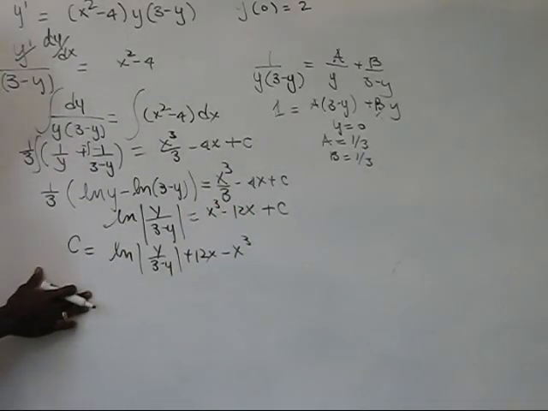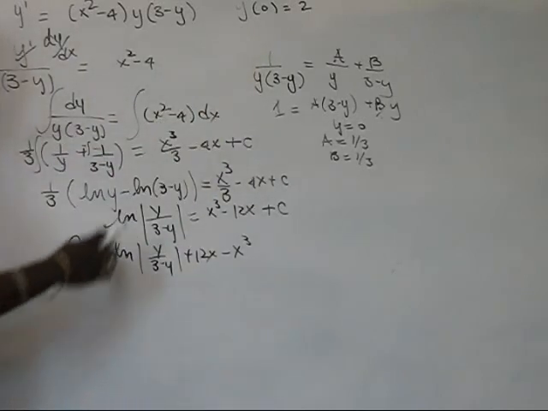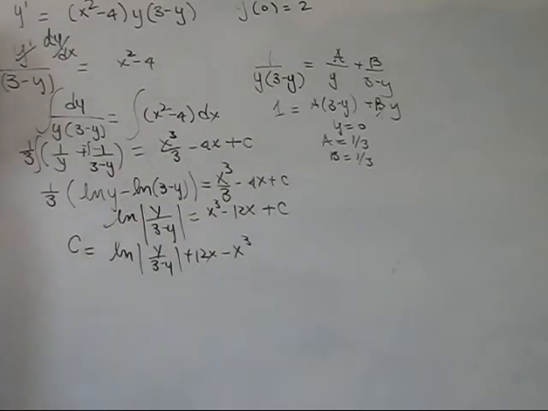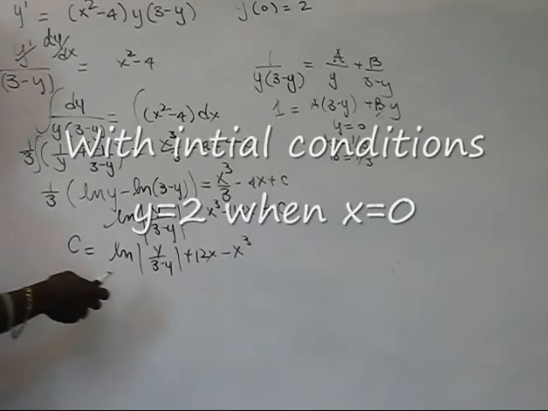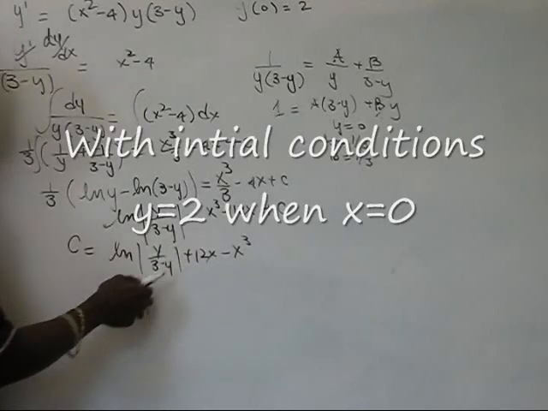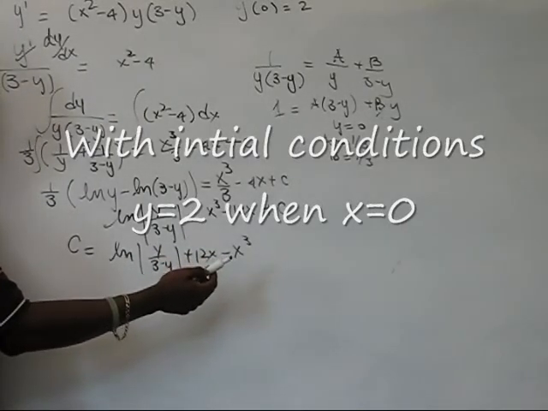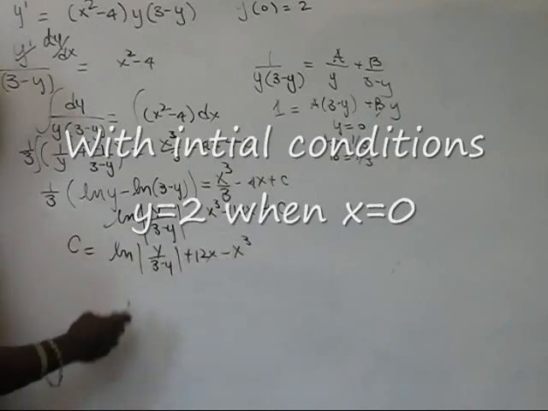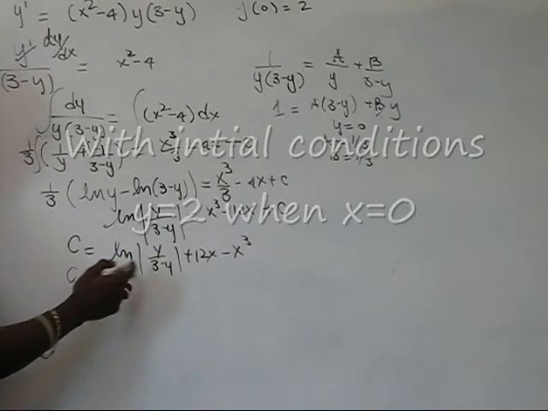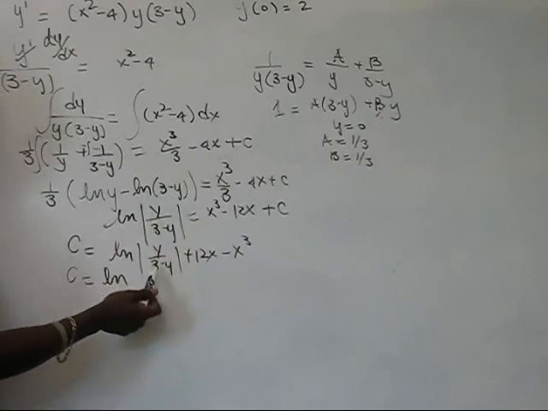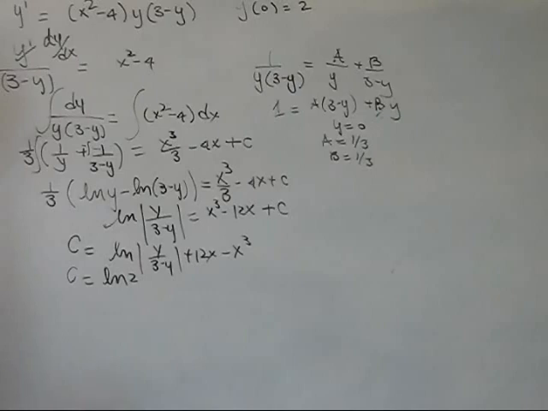That's practically over, but remember we have an initial condition. The initial condition says when x is 0, y is 2. Where I have y, I'm going to put 2. Where I have x, I put 0, so this one is 0. So c will be natural log of 2 over 3 minus 2, and 3 minus 2 is 1. So it's just natural log of 2.